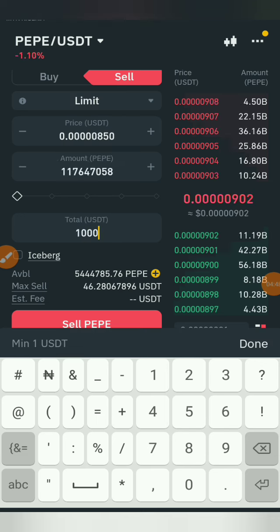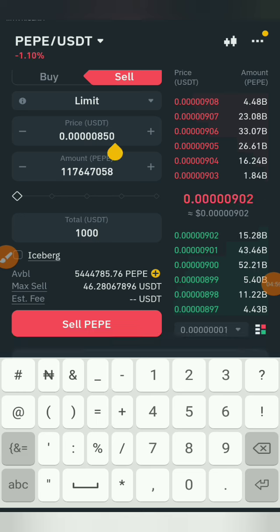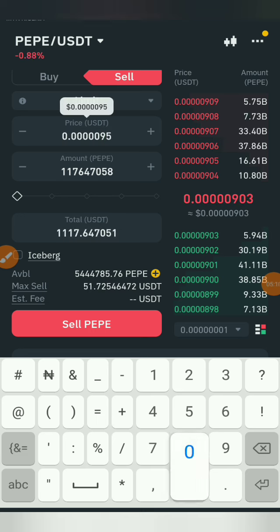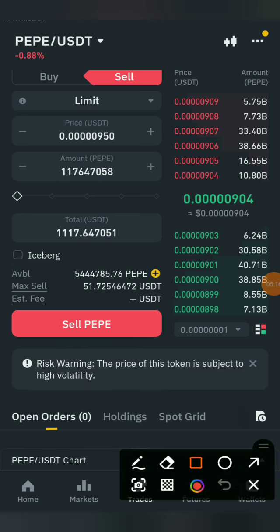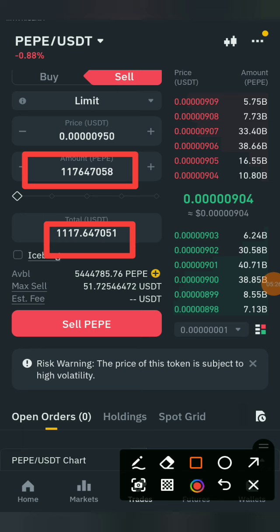Now we want to sell it when it appreciates, because everybody is into trading for the sole purpose of making profit. So let's say it appreciates to 950 within maybe 30 minutes to an hour. As you can see, if we are using a real coin asset and the value goes to this level, we have actually made a net profit of 117 USDT. So that is just how limit order works.